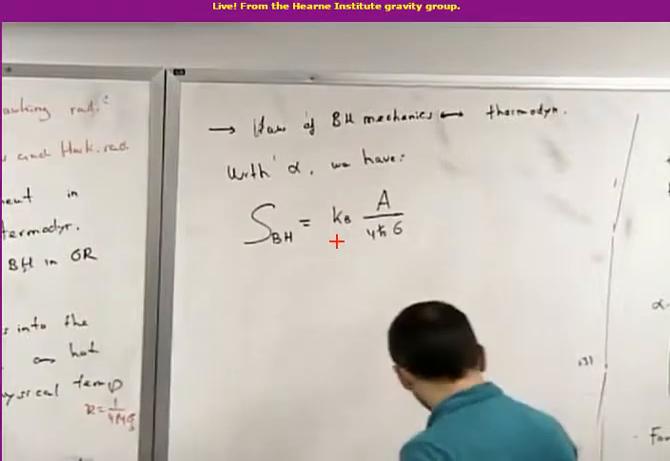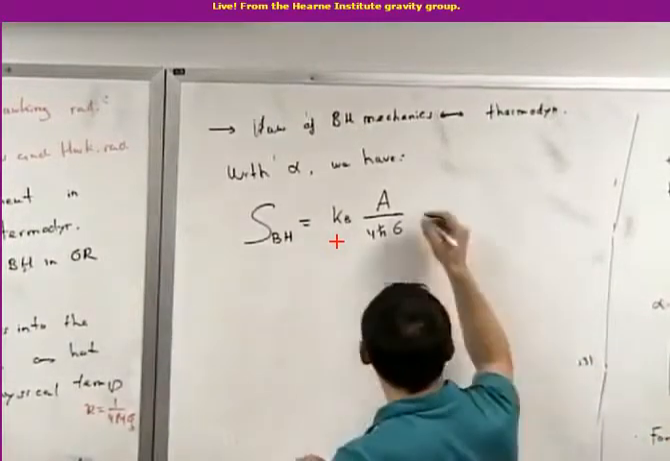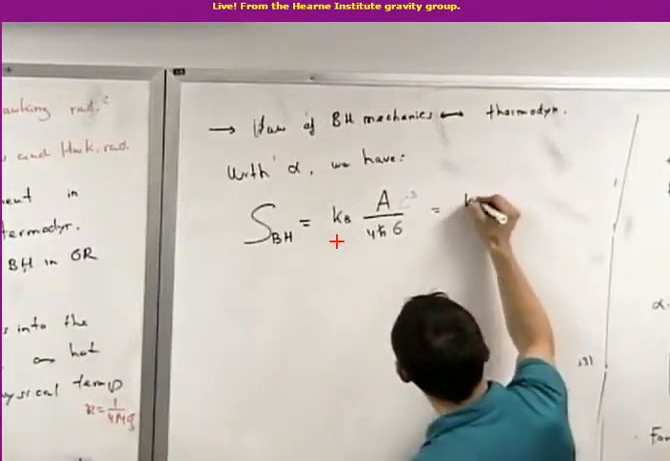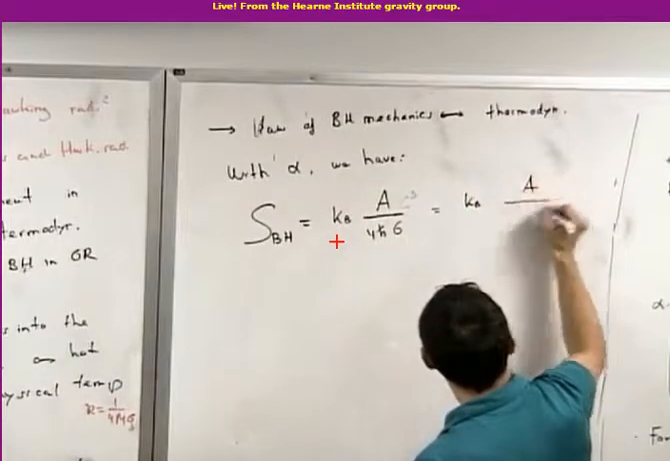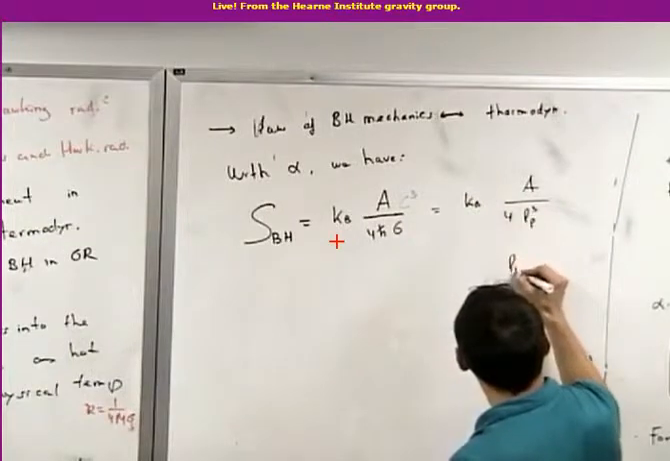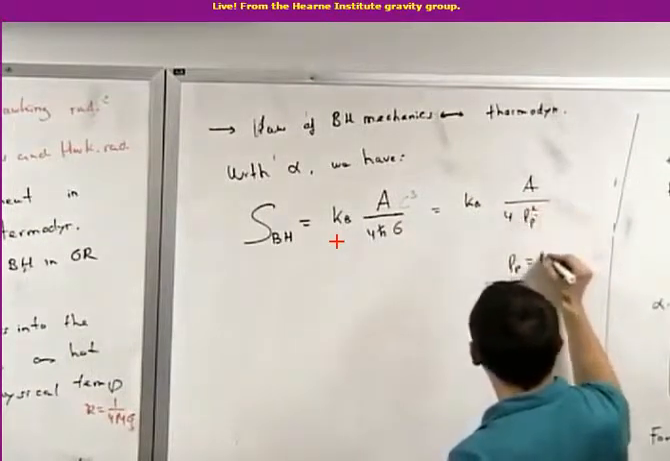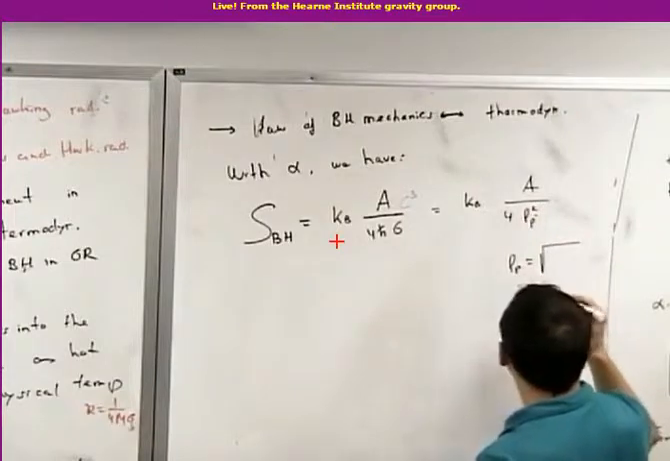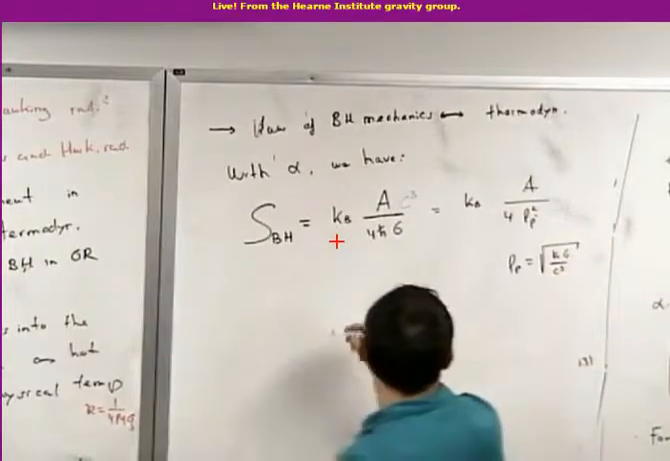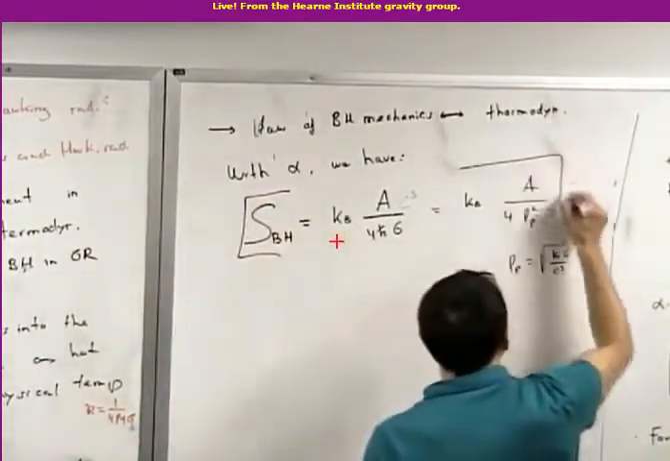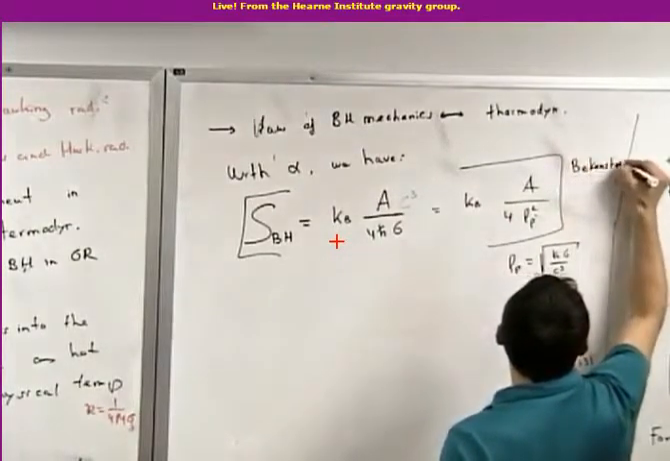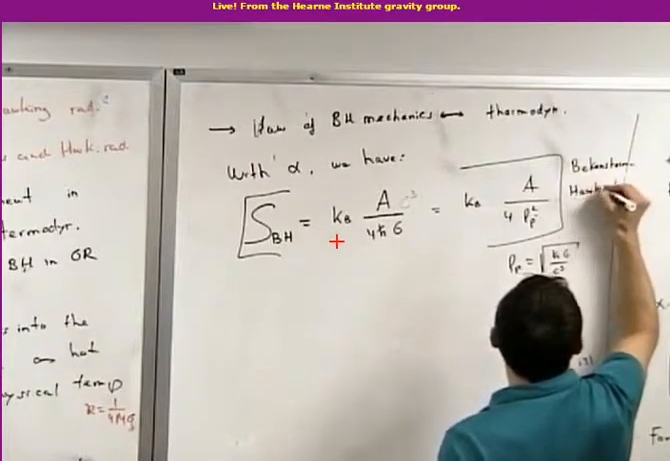And if you let me add the speed of light for a second, which normally is equal to one, then you can check that this is precisely the same as area over 4, and these constants are just the Planck length squared. The Planck length is just the square root of ħG over c³. And this is the celebrated Bekenstein-Hawking entropy.